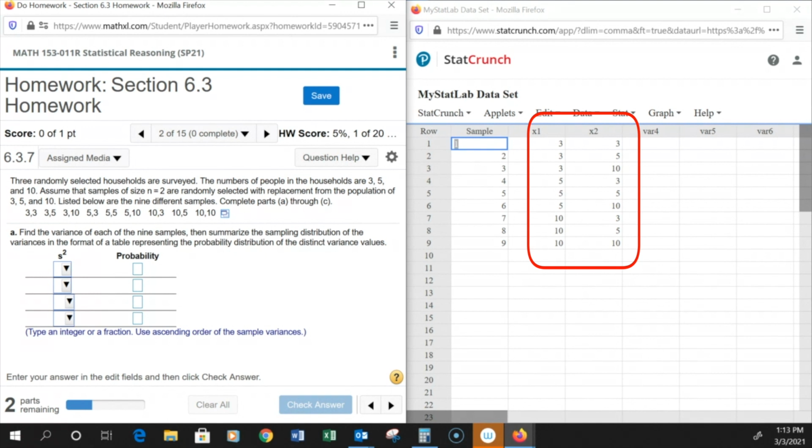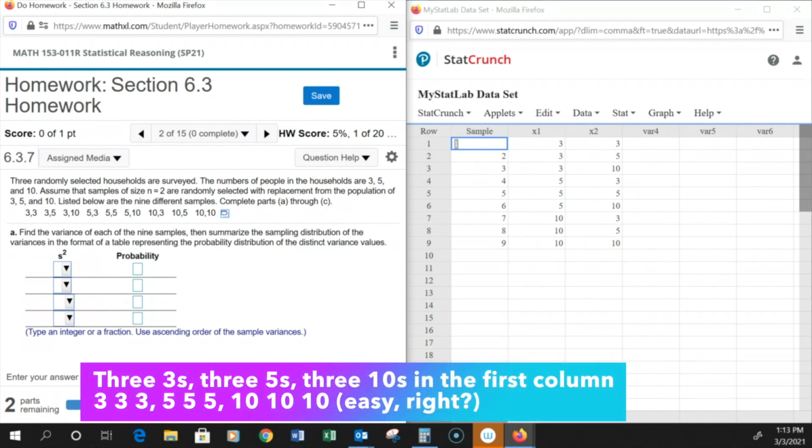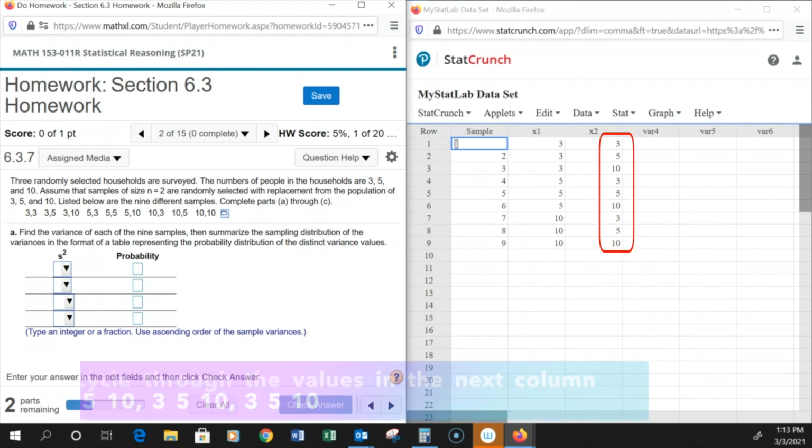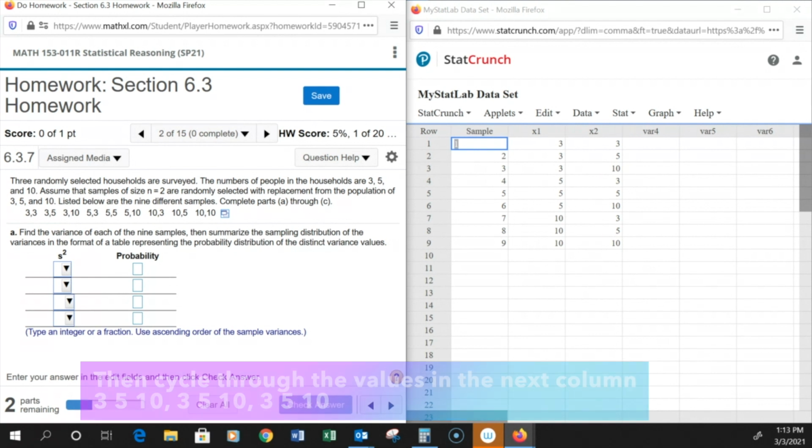And so we got 3 and 3, we got 3 and 5, we got 3 and 10, we got 5 and 3, 5 and 5, 5 and 10, 10 and 3, 10 and 5, 10 and 10. You kind of notice a pattern here. You have the 3s, and then you have the 5s, and you have the 10s. You have the 3, the 5, the 10, the 3, the 5, the 10, the 3, the 5, the 10.